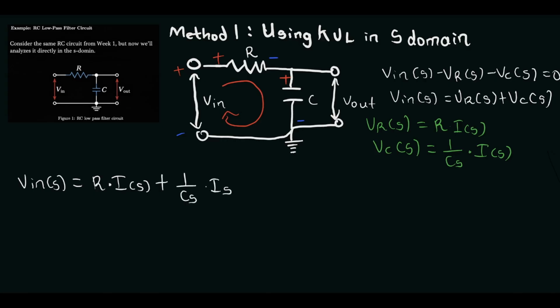But you know that from over here, your V out is the same thing as your VC. So your V out is equal to your VC, equal to 1 over CS dot I of S. So making I of S the subject of the formula, you now have I of S to be equal to V out times CS.